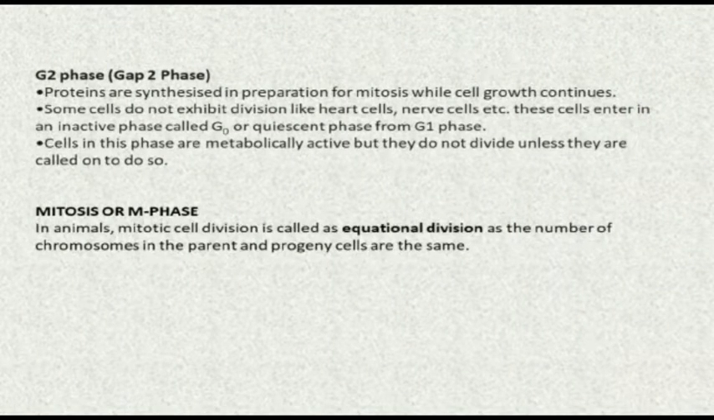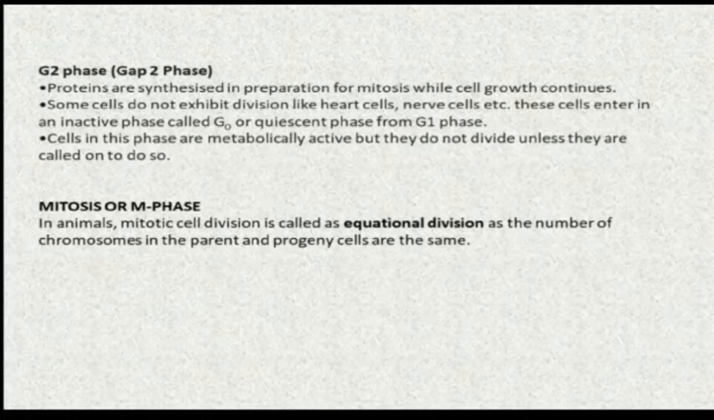Now what happens in the G2 phase or the gap 2 phase? The proteins are synthesized in preparation for mitosis while cell growth continues. Some cells do not exhibit division, like heart cells, nerve cells, etc. These cells enter an inactive phase called the G0 or quiescent phase from the G1 phase. Cells in this phase are metabolically active, but they do not divide unless they are called on to do so.